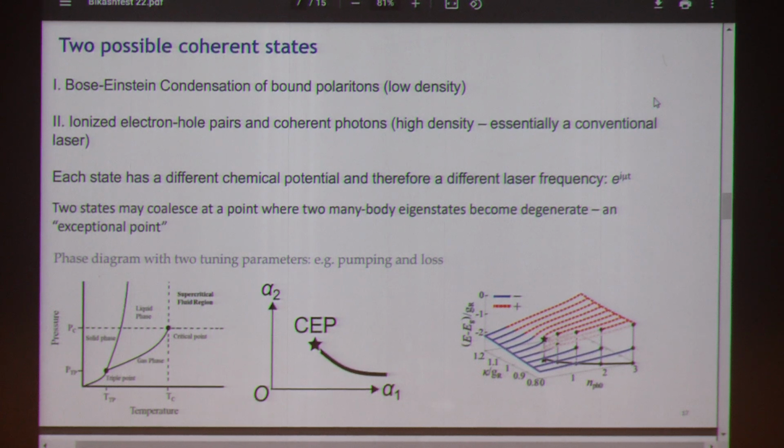So if I have a system where I have two tuning parameters, in this case, they're pumping and loss, I can in principle adjust those and find a point where I tune the phase diagram so that I've got an exceptional point where the two states become degenerate. If I'm on one side of that phase diagram, I can continuously cross over between the two phases. And if I'm on the other side of that phase diagram, I have a jump, and there's a degeneracy point, which we call a critical exceptional point.